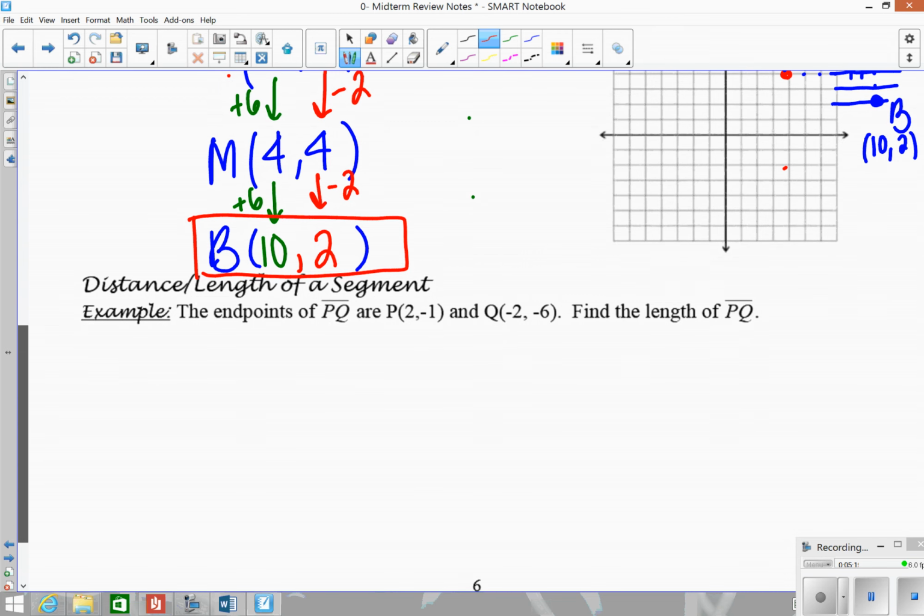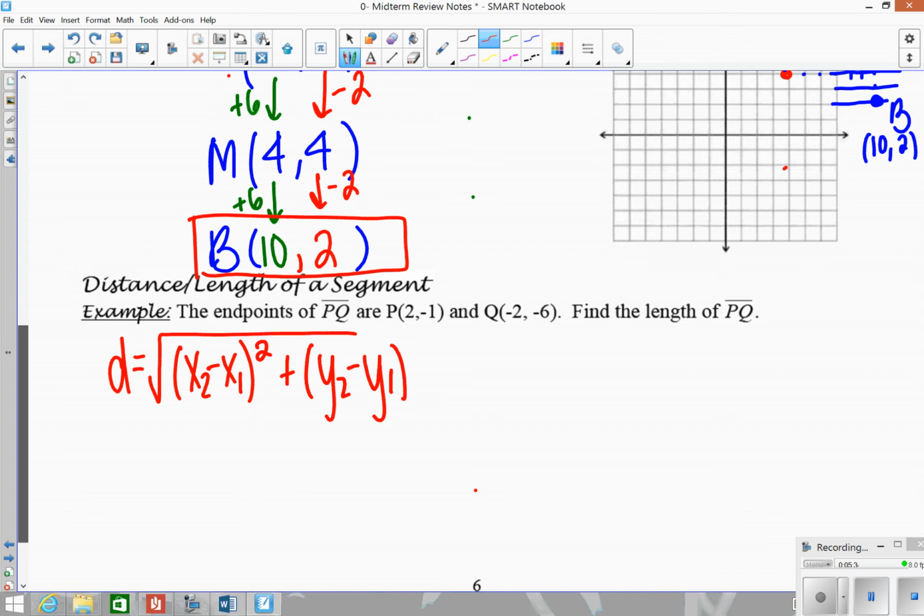Next thing on this page is the distance or length of a segment. So if you're trying to find the distance or the length, you're going to use the distance formula: x2 minus x1 squared plus y2 minus y1 squared.